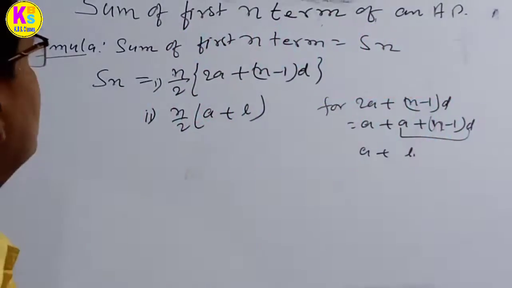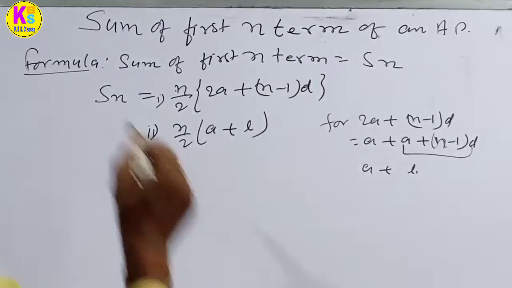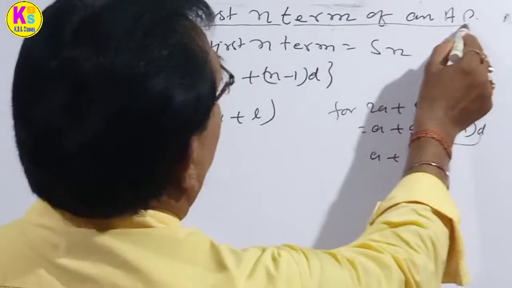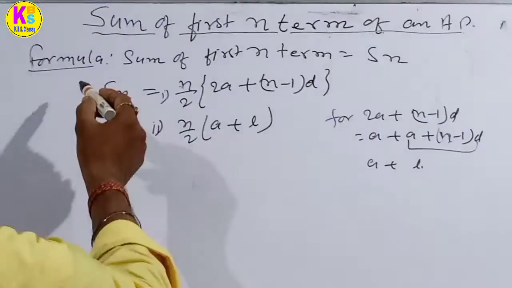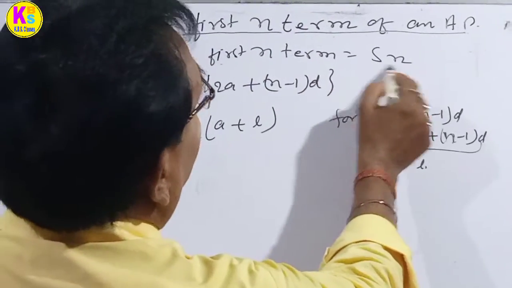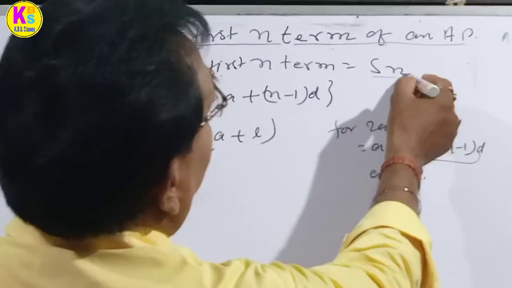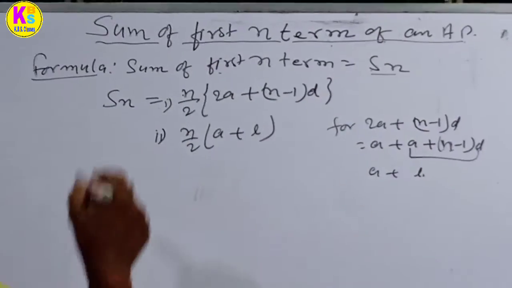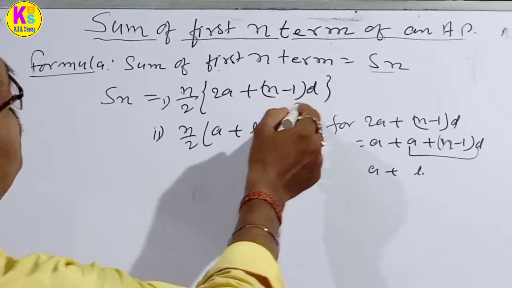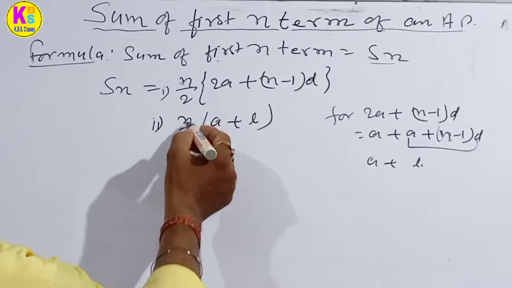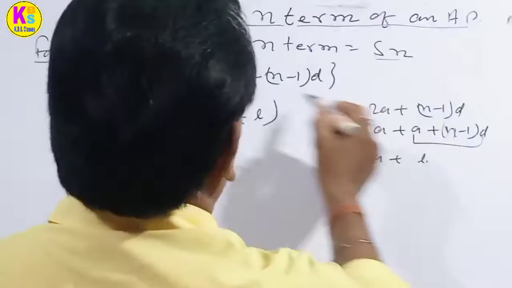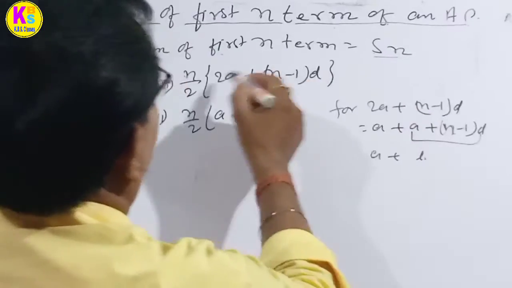Now we shall start the sum of n terms. Now we come to the sum, to find the sum of the first n terms of an AP. For the formula, the sum of the first n terms, we give the symbol Sn: S for sum, n for the terms. So Sn is equal to, two formulas are there: n by 2 into (2a plus (n minus 1) into d), and the second one is n by 2 into (a plus l). Where this l has come from, I have explained here, in the first formula 2a plus (n minus 1) into d.